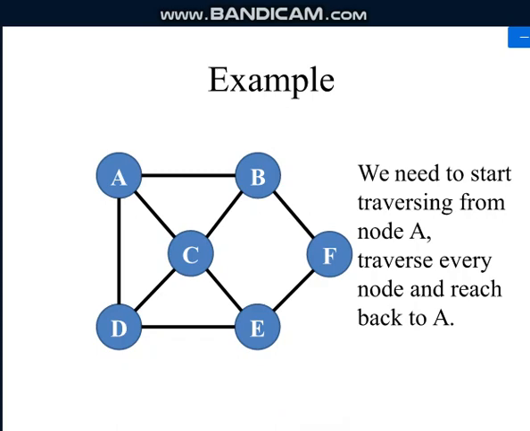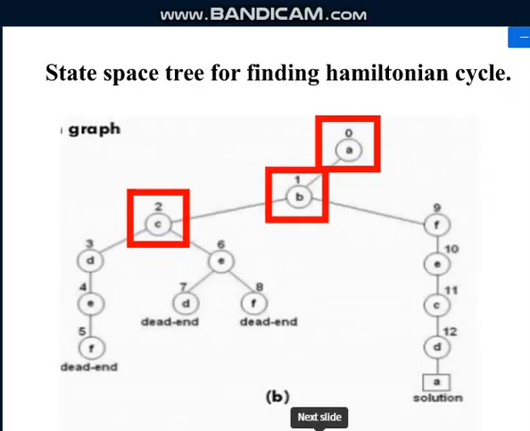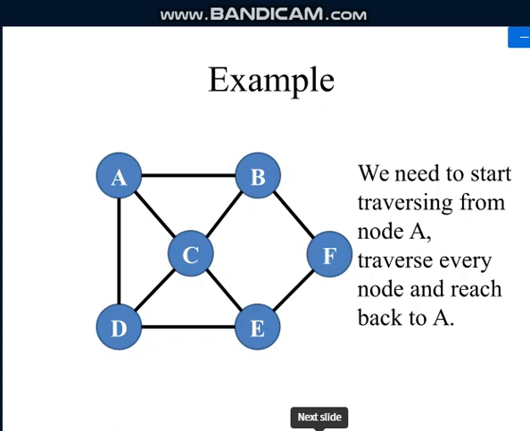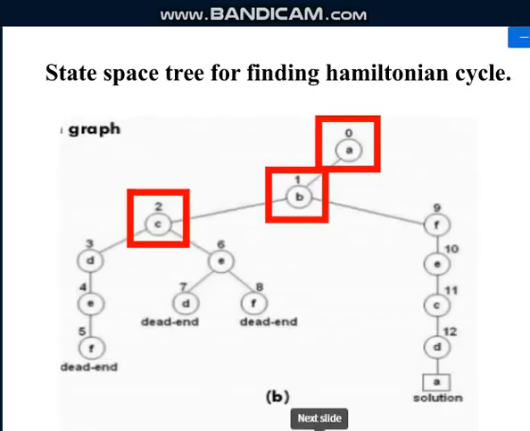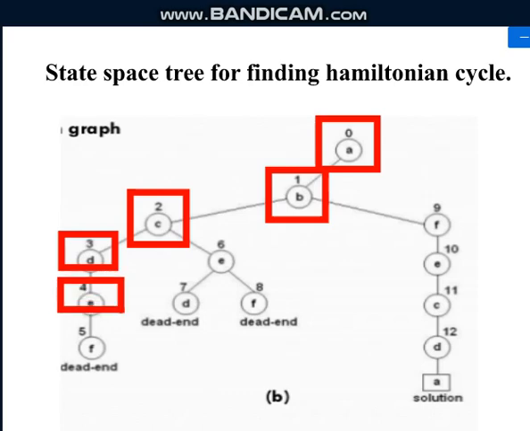So D we have done. Next, D is connected to E. Because D is only connected to A and C, we cannot go back to A. So from D we will reach E, and from E we will reach F. So D, then D to E, and then E to F.